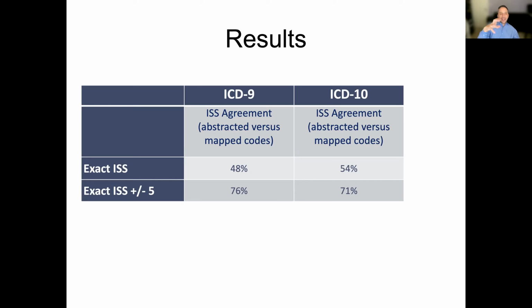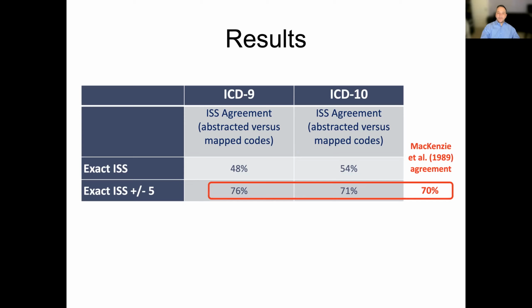So when you're talking about different categories of ISS, as I mentioned earlier, you're going to get pretty good agreement with, okay, yes, this is likely in the ballpark of some type of category of an injured patient. Of note, when we look at the McKenzie article, again from 30 plus years ago, the level of agreement was similar. About 70% had an exact ISS of plus or minus 5.